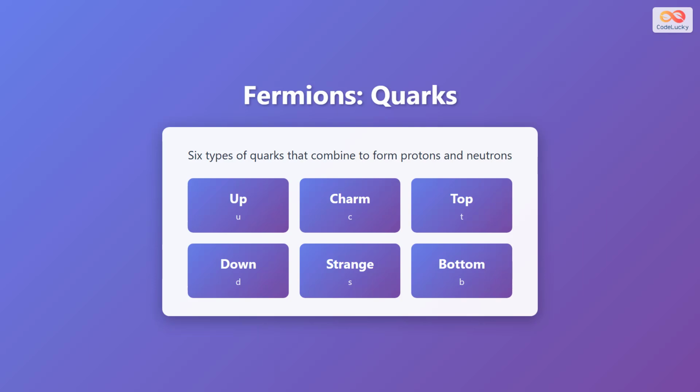Quarks never exist alone in nature. They always combine in groups of 2 or 3 to form larger particles called hadrons. For example, a proton contains 2 up quarks and 1 down quark, while a neutron contains 2 down quarks and 1 up quark.